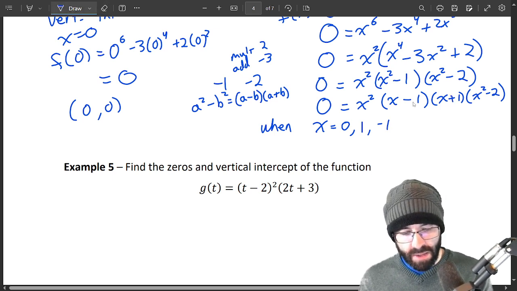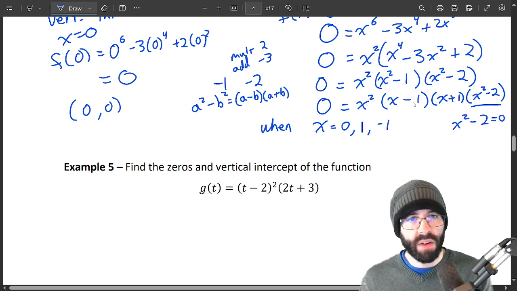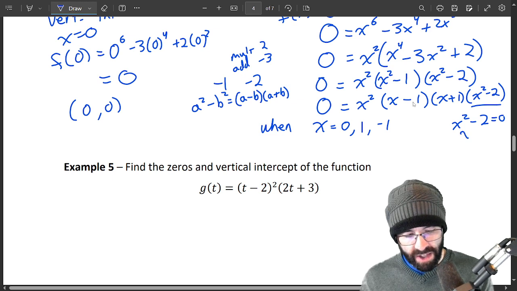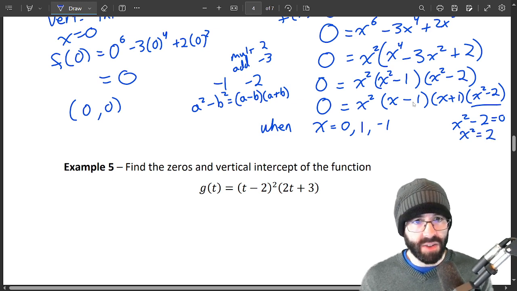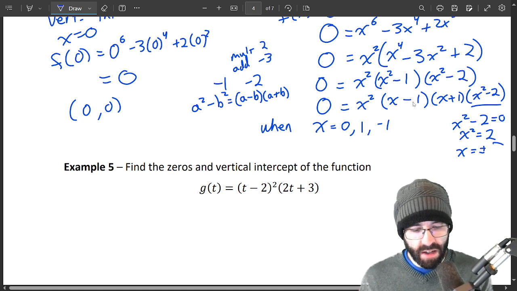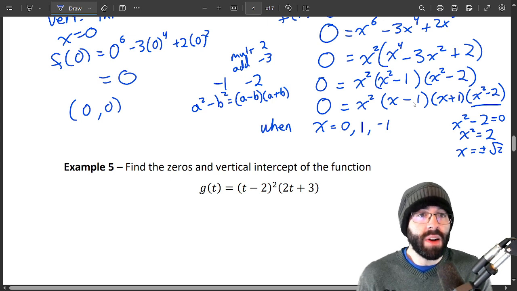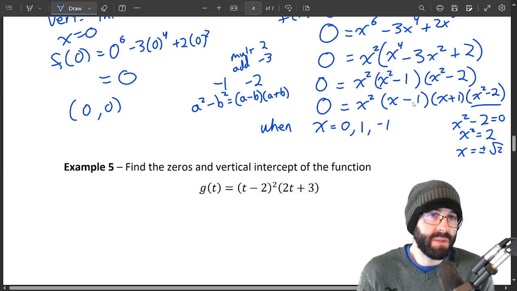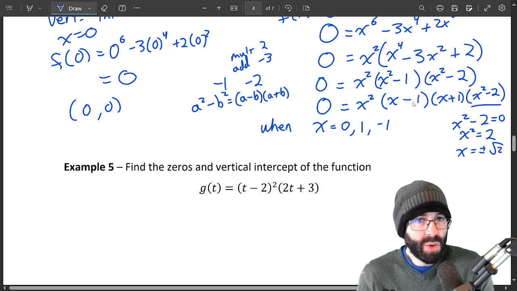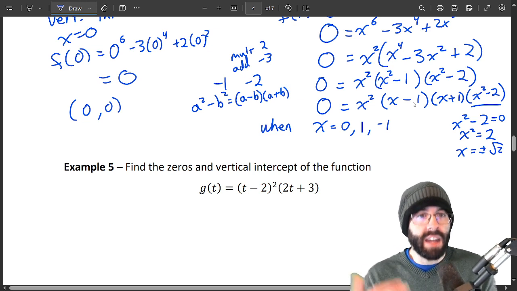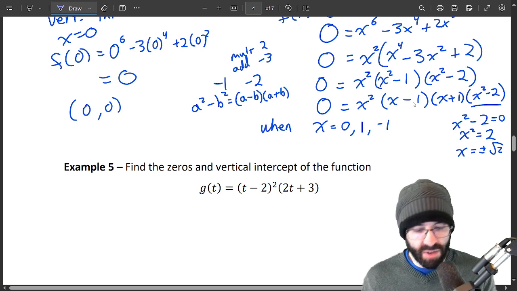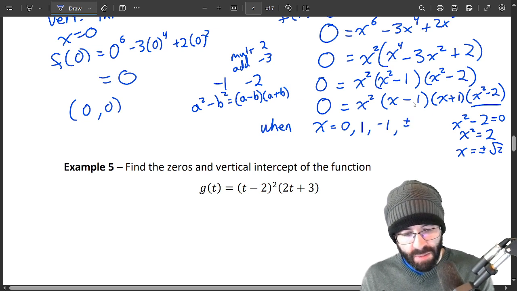And when the last piece equals 0. Wait, when is x squared minus 2 equal to 0? Well, that's when x squared is equal to 2. We could add 2 to both sides. And then we can square root both sides. Whenever you square root both sides of an equation, make sure to add that plus or minus, right? Because there are 2 numbers that you can square to get to positive 2. Positive square root of 2 squared gives us 2. Negative square root of 2 squared gives us 2. So plus and minus the square root of 2.